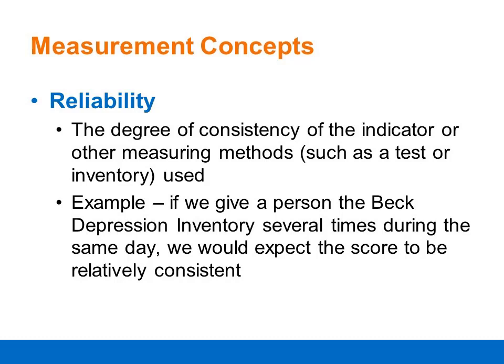Two measurement issues are reliability and validity. Reliability is the degree of consistency in the way we measure variables. For example, if we give a person the Beck Depression Inventory several times during the same day, we would expect the score to be relatively consistent. Consistent scores are said to be reliable.